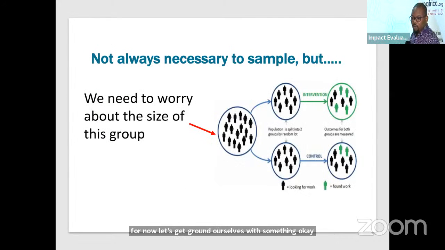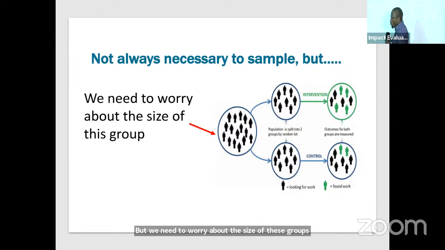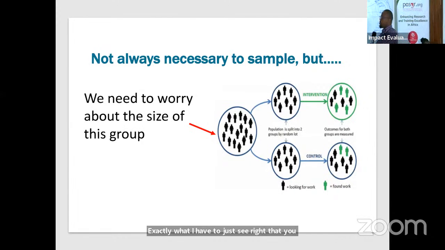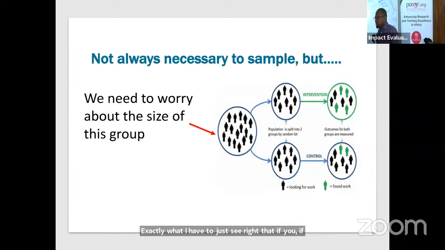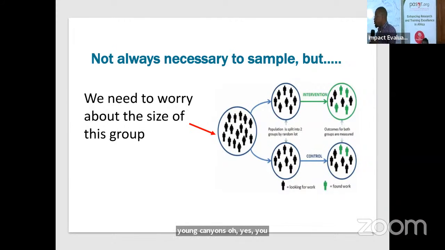Okay. So we don't have to always sample, but we need to worry about the size of this group. If this size is too small, what does it mean? Exactly what I just said, right? If you want to do a study on the Hustler Fund and how it impacts young Kenyans, obviously you can't survey all of them. The group is big, you need to do a sample.